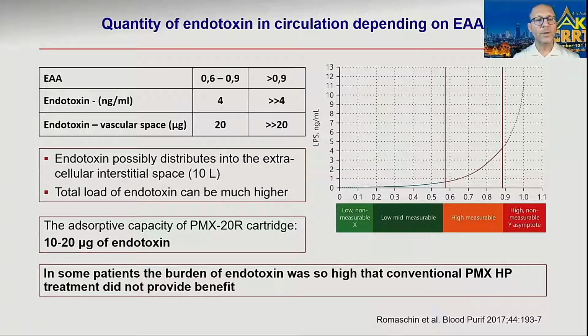It was found that in patients with very high endotoxin activity, exceeding 0.9, the burden of endotoxin was very high, and it simply exceeded the capacity of the adsorber. The adsorptive capacity of the polymyxin B filter is in the range of 10 to 20 micrograms of endotoxin. And the total amount of endotoxin, which possibly also distributes in the extracellular space, could actually be much higher than 20 micrograms. And this could be the reason why the PMX hemoperfusion treatment in these patients did not provide benefit.